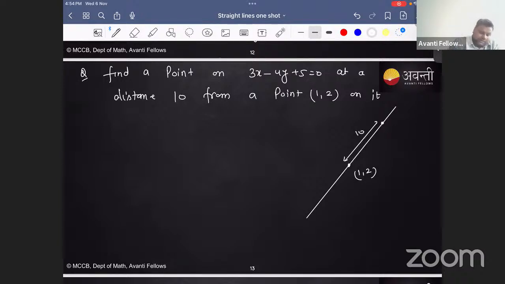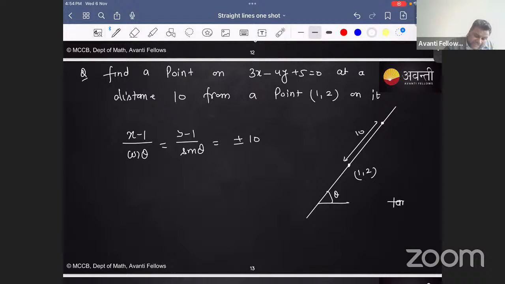So what is the parametric equation? (x minus 1) upon cos theta is (y minus 1) upon sine theta is plus minus 10. Why do I use plus minus 10? Plus will give you the point above, minus will give you the point below (1, 2). Got it? Now, theta is what? Theta is the inclination of the line.